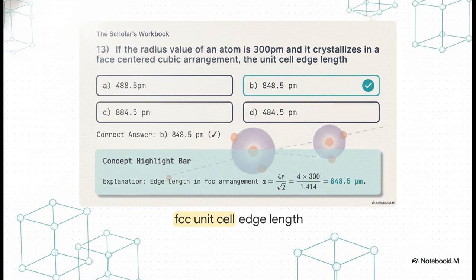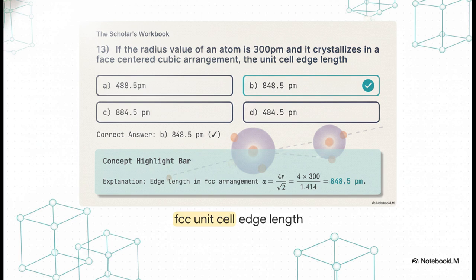Question 13. If the radius value of an atom is 300 pm and it crystallizes in a face-centered cubic arrangement, the unit cell edge length: A, 488.5 pm; B, 848.5 pm; C, 884.5 pm; D, 484.5 pm. Correct answer, B, 848.5 pm.